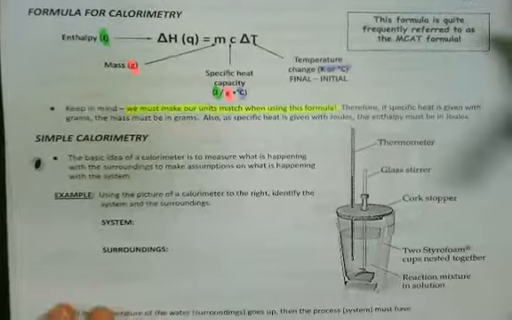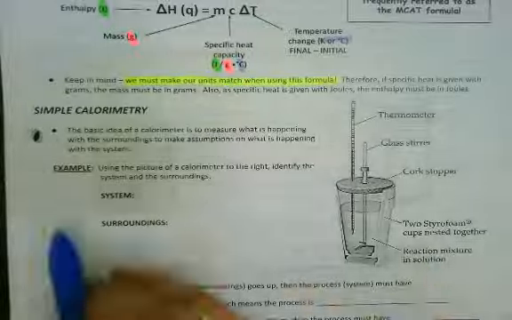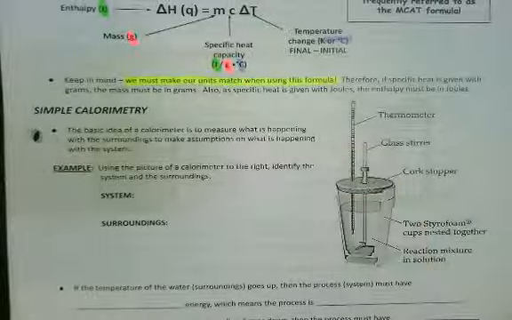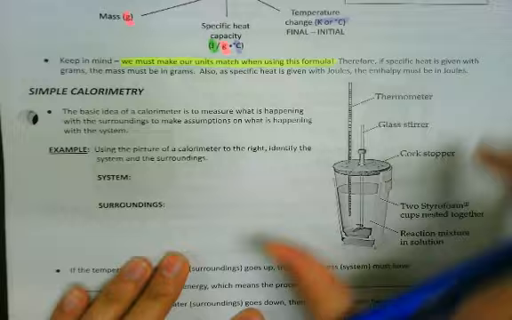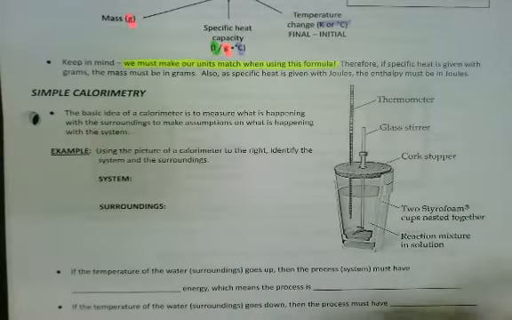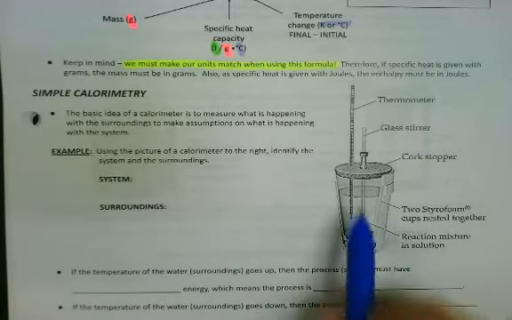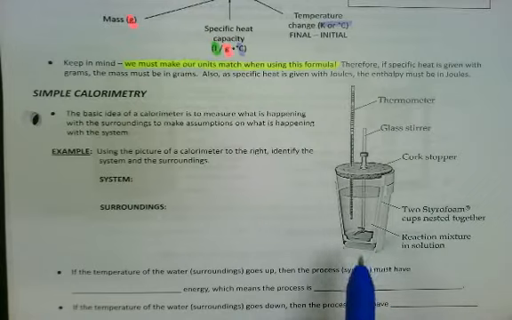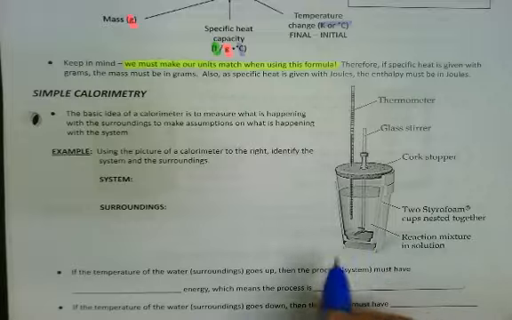So that is our formula for calorimetry, and I want to show you what a simple calorimeter looks like, or talk a little bit about simple calorimetry. The basic idea of this setup, this calorimeter, is to measure what is happening with the surroundings to make some assumptions about what's happening with our system. And so our system can be a couple of different things. It can be a reaction. It can be like a piece of metal or something.